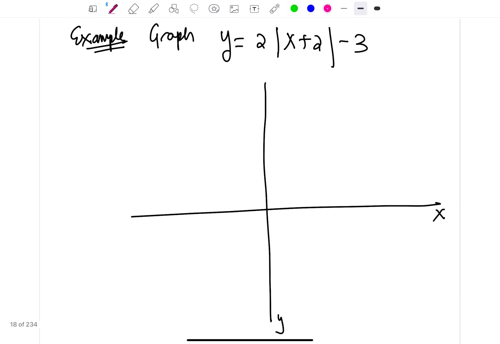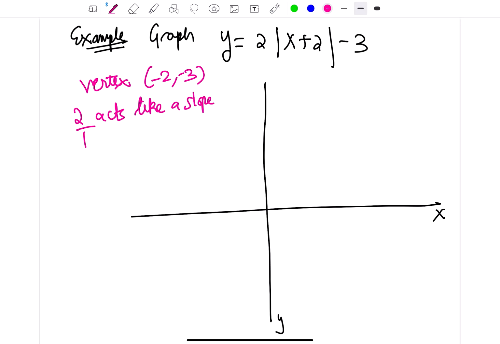Let's grab one more function, y = 2 times the absolute value of (x + 2) minus 3. So there's no reflection over the x-axis in this case, but the new vertex would be (-2, -3). The new vertex is (-2, -3). And 2 acts like a slope, or we can say 2 over 1 acts like a slope if that feels any better. So let's go ahead and plot this graph. X is -2 and y is -3.